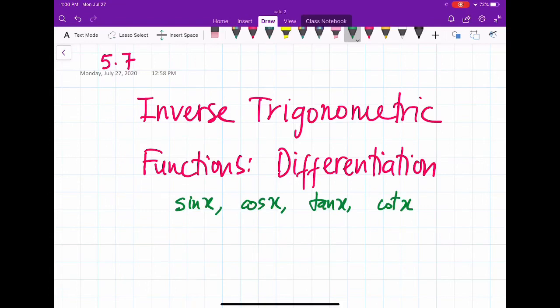Hello, today we'll talk about inverse trigonometric functions, differentiation. We have four basic trig functions: sine, cosine, tangent, cotangent. Let's talk about the inverse of them, okay?